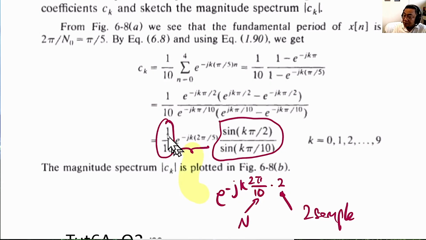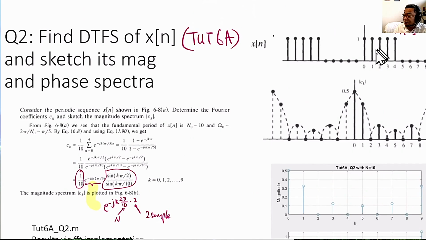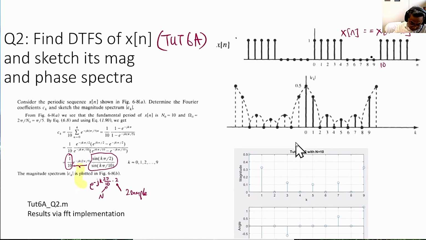So basically, this c_k coefficient is exactly what we have found in our handout 6.2, and it is 1/10 multiplied by this. But because this pulse is delayed by 2 samples onto the right hand side, we need to introduce this exponential here for phase delay. For the detailed working, you can work this out by yourself by hand, and then what you do is substitute for k equals 0 to 9, and then you can get all these values of magnitude, and then of course the corresponding phase for the c_k's.